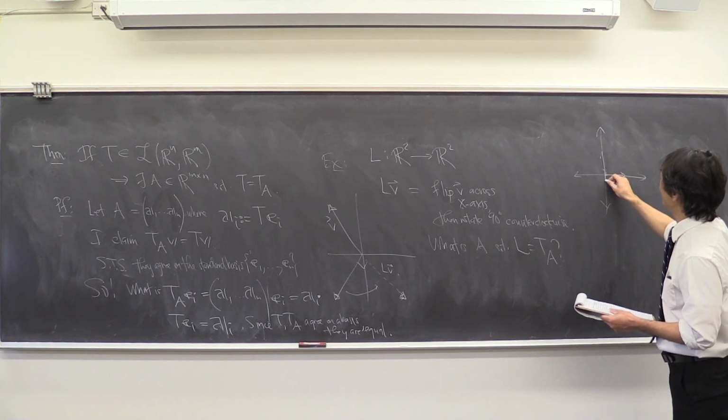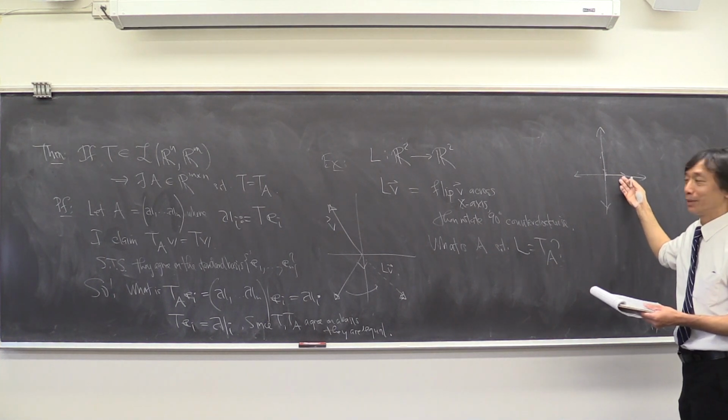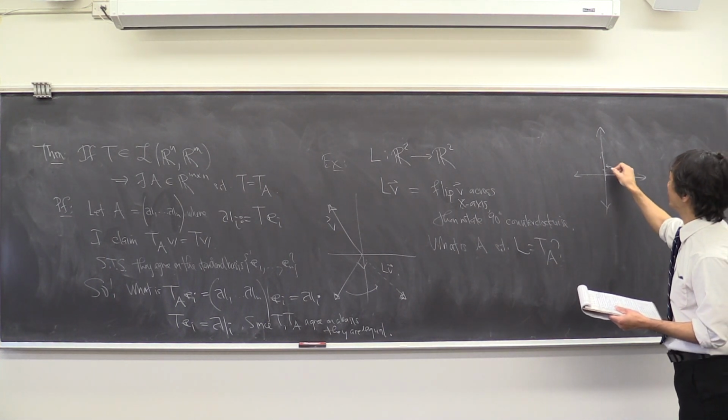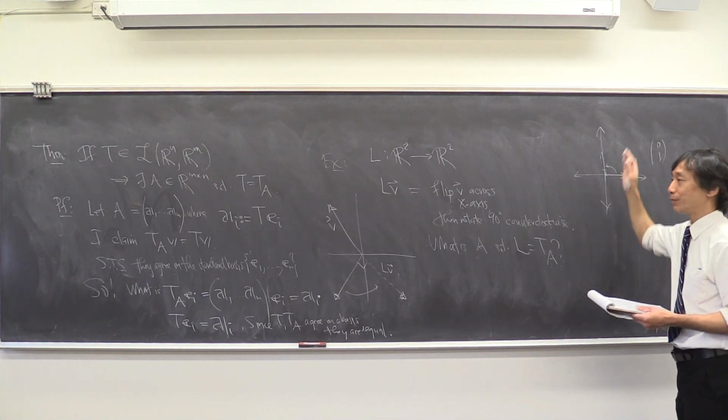Let's do 1, 0 first. So what happens to 1, 0? It flips across the x-axis, nothing happens. Rotates 90 degrees counterclockwise. Okay, so that becomes 0, 1, right? That's going to be our first column.